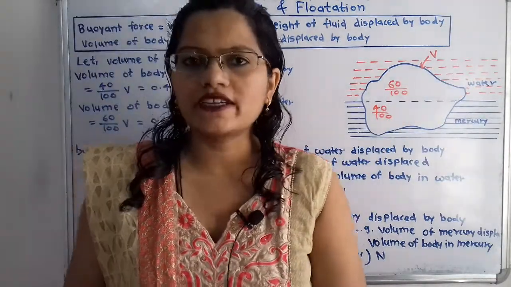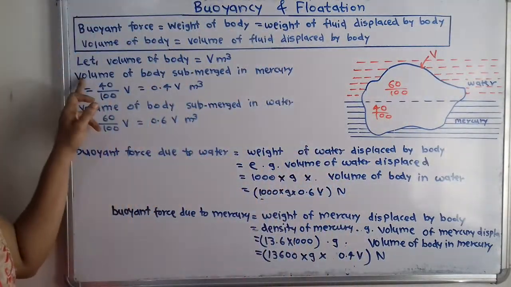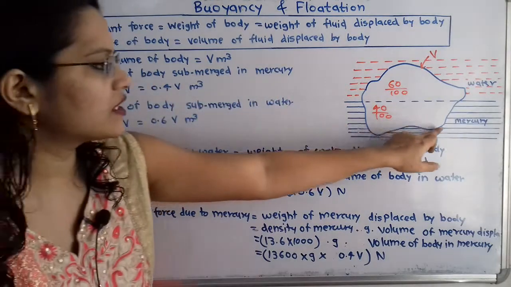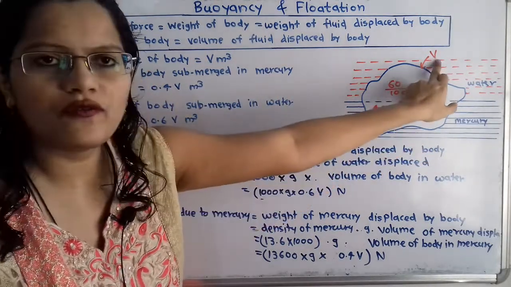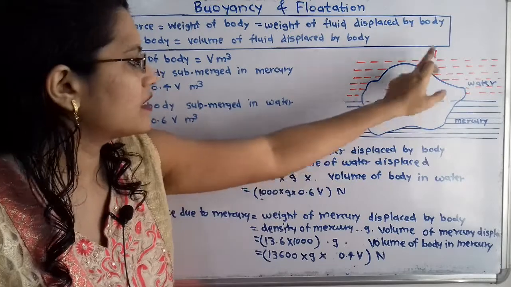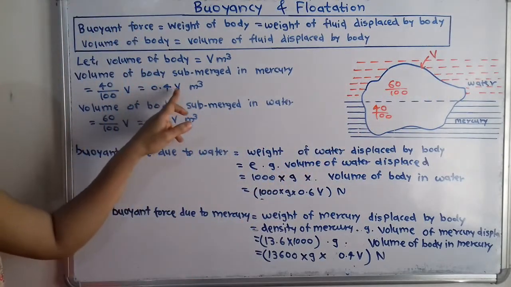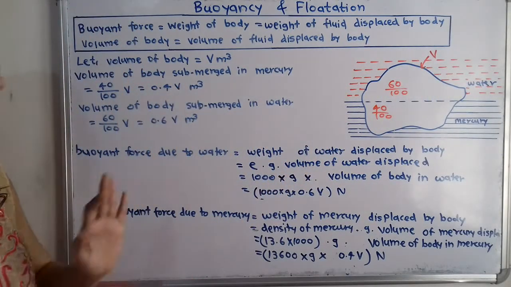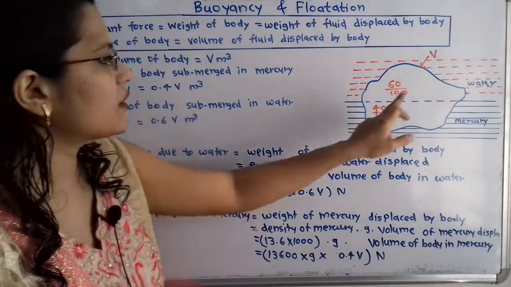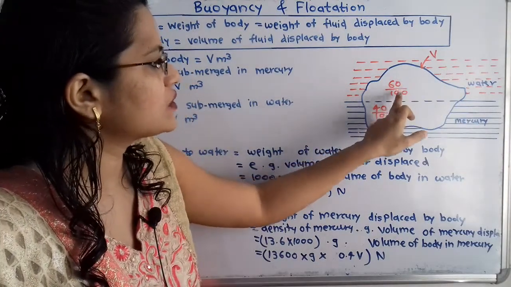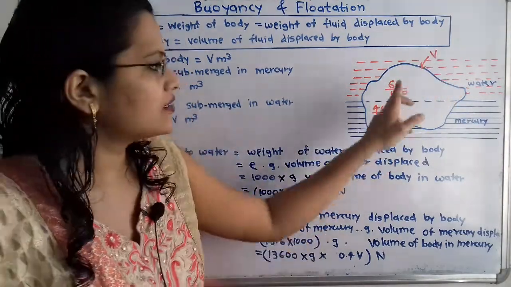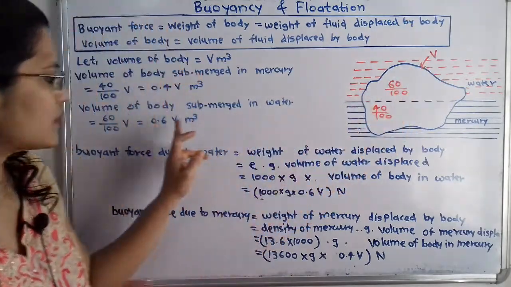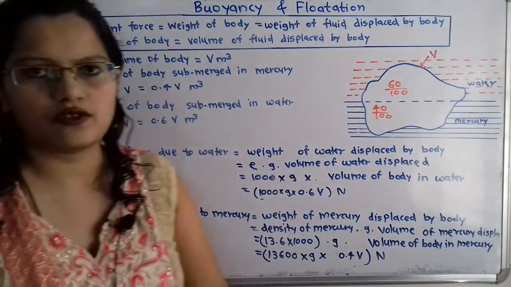Now we have to write this data. So how to write? The volume of body submerged in mercury is 40% of V, that is 40 by 100 into V, which is equal to 0.4 V meter cube. And then the volume of body submerged in water is equal to 60% of V, that is 60 by 100 into V, which is equal to 0.6 V meter cube.